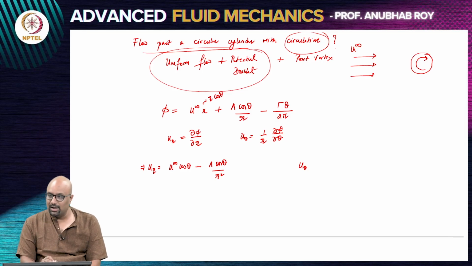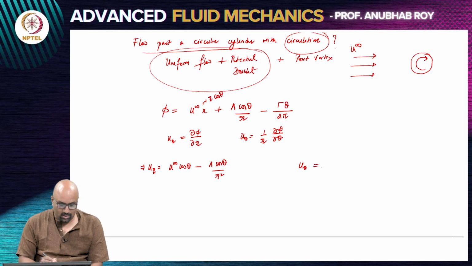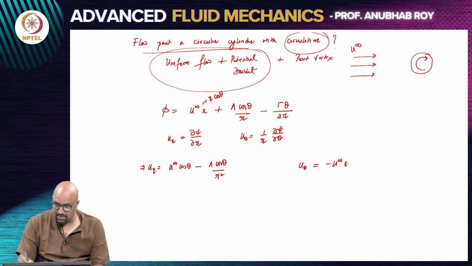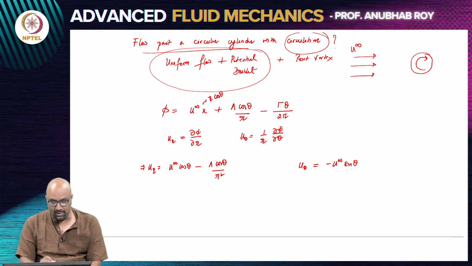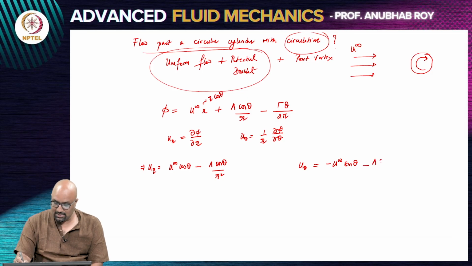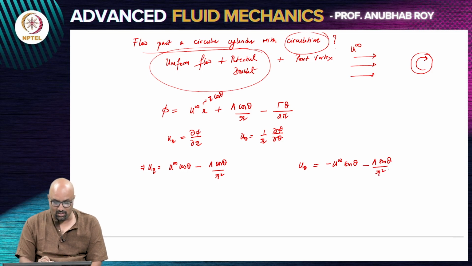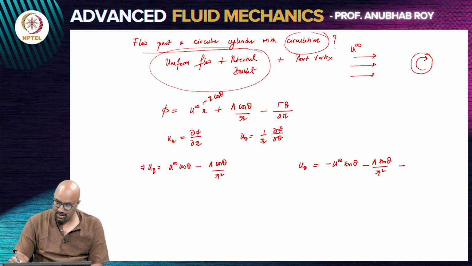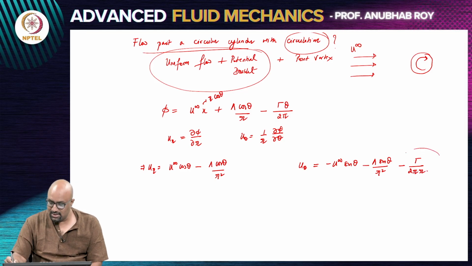But what is going to be a little different is your azimuthal component or the tangential component, because now you have added something that has an azimuthal component in the problem. So, you are going to have minus u infinity sine theta from the uniform flow, and then you will have minus lambda sine theta by r square. These parts you have already encountered, there is no difference in this particular part, and then you are going to have a part that is minus gamma by 2 pi r. This is a new part right now.